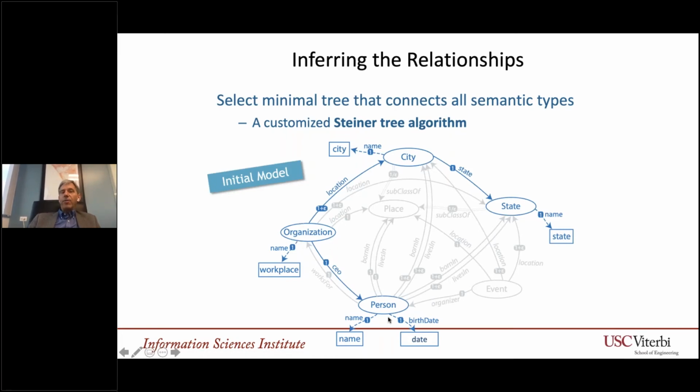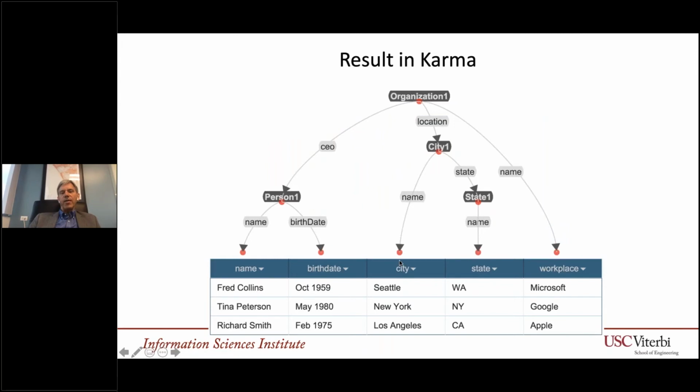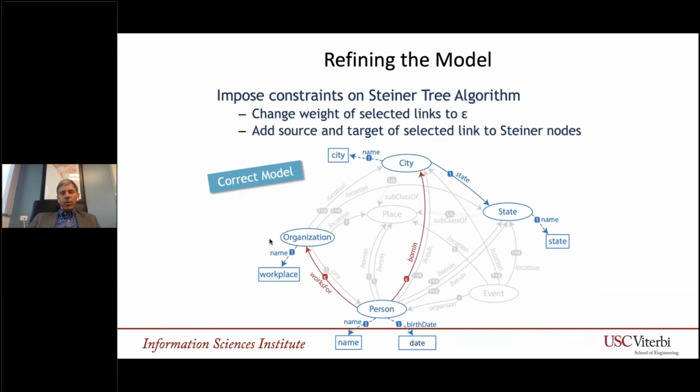Now, this may not actually be the correct model. One of the things that Karma allows is for the user to go in and refine this. If you look at that original table I showed you, it's hard to understand what the semantics are unless you're already familiar with the data. You need some background information about that source to really understand what the relationships are. So the initial thing that Karma comes up with might be close but not correct. This would be the model that Karma would show you. It says that the organization has a CEO who's a person, but it turns out that the actual relationship we're looking for in that table was this one, where the person was born in a particular city and worked for that particular organization.